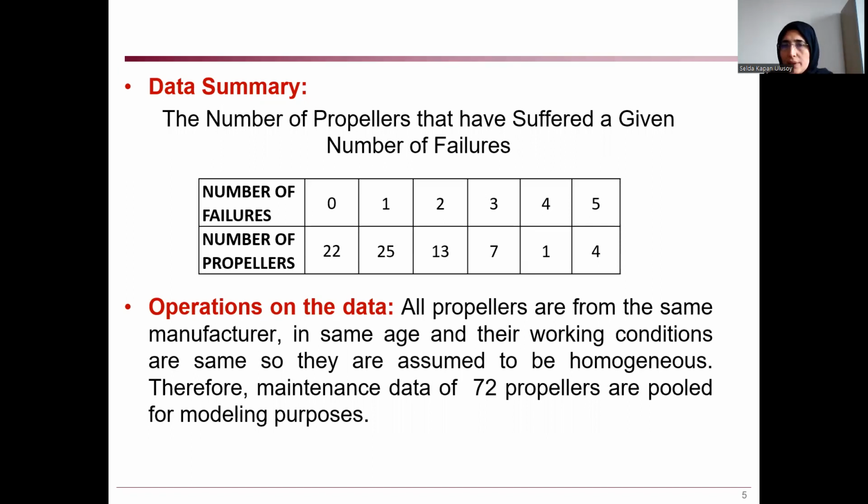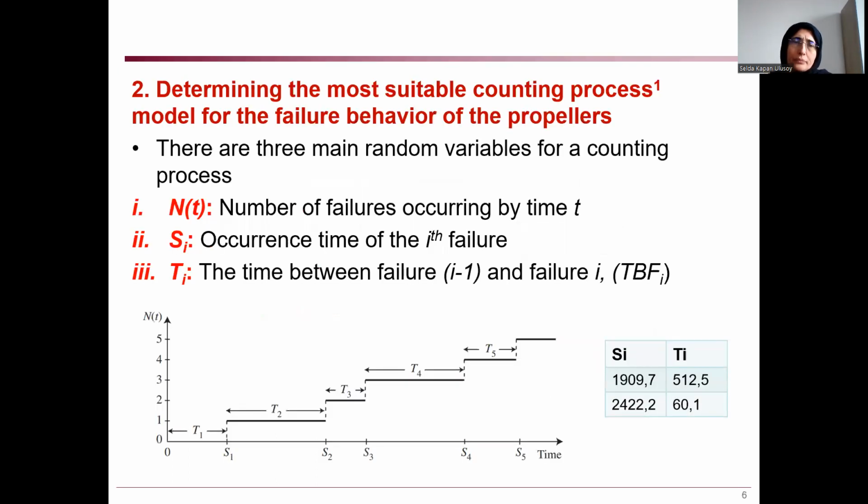All propellers are from the same manufacturer. They are the same age and their working conditions are the same. So we assume that they are homogeneous. Also, we discussed this with the maintenance crew. We know that they're homogeneous, and therefore maintenance data of 72 propellers are pooled for modeling purposes.